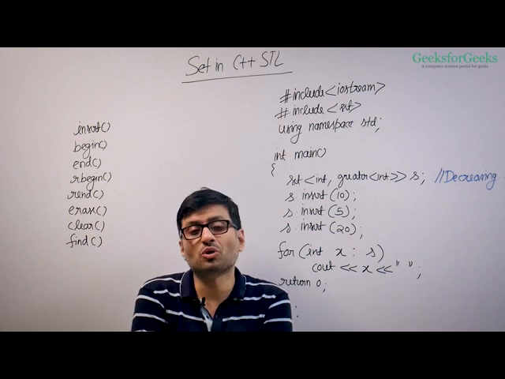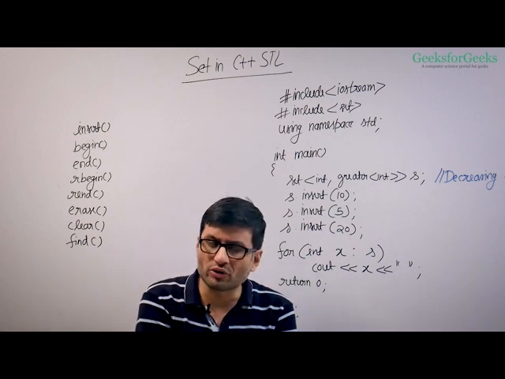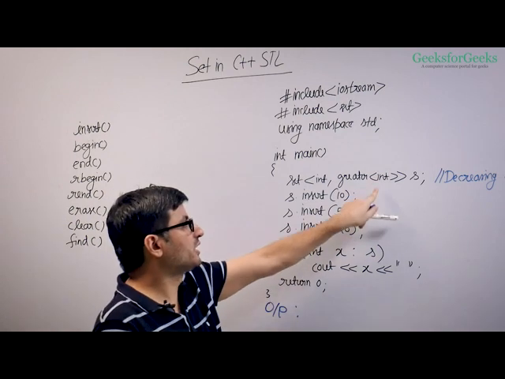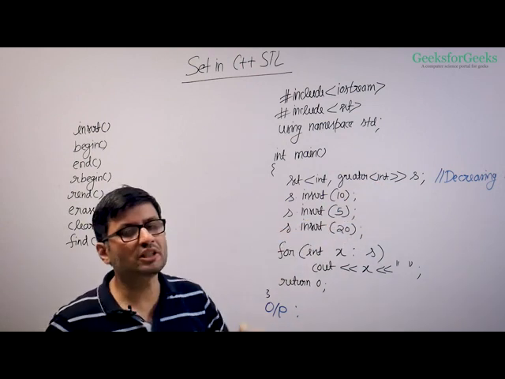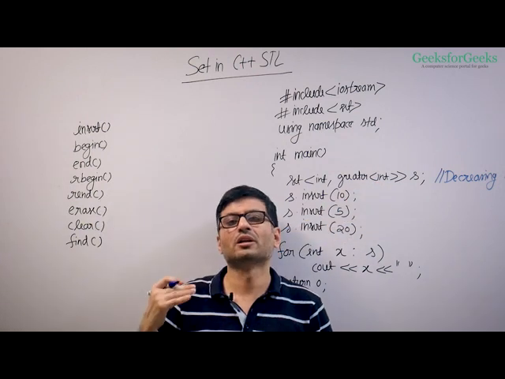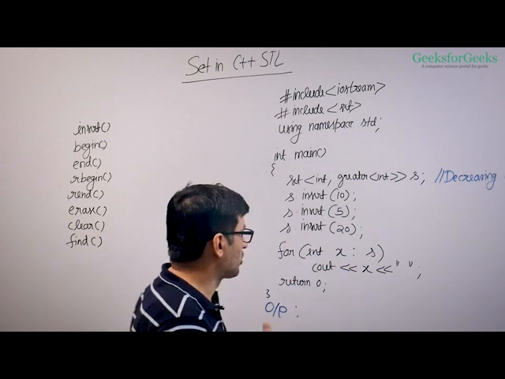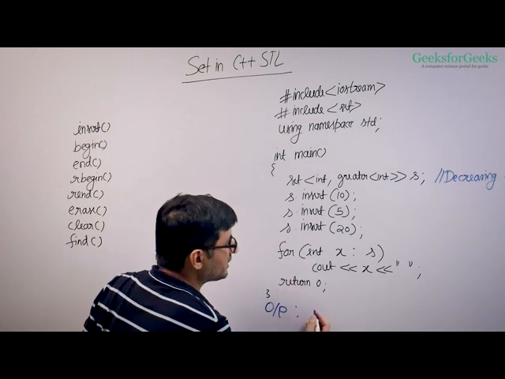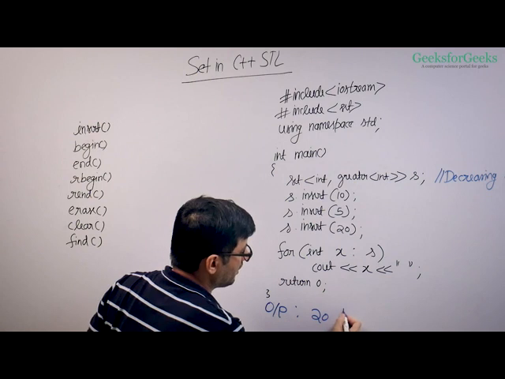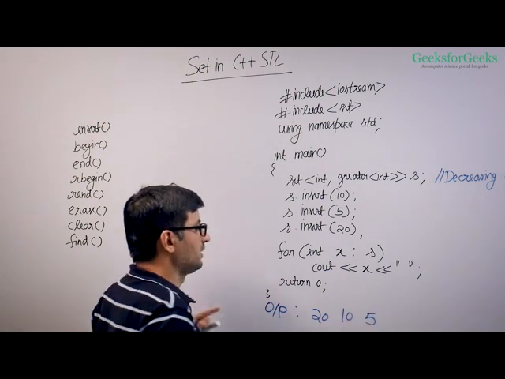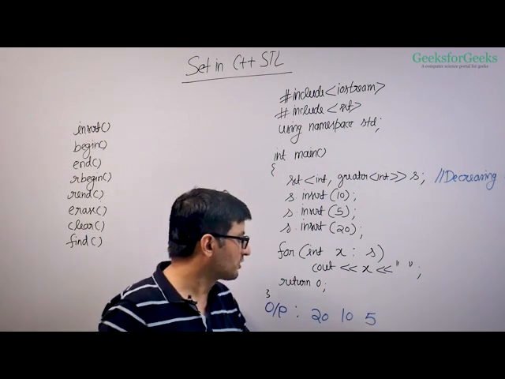If we want to store the data in decreasing order, then we can use this greater function. This greater function is always used in STL to reverse the order. So what do we get? We get the output as 20, 10 and 5. Now we get items in decreasing order.